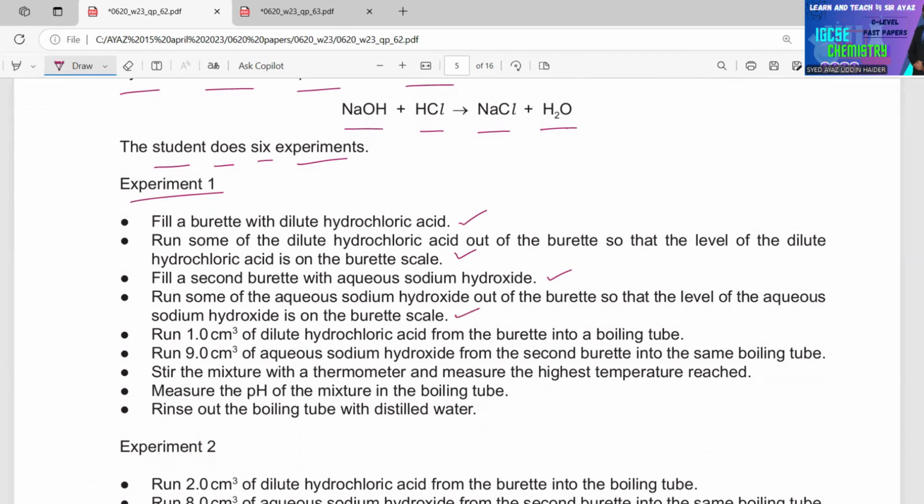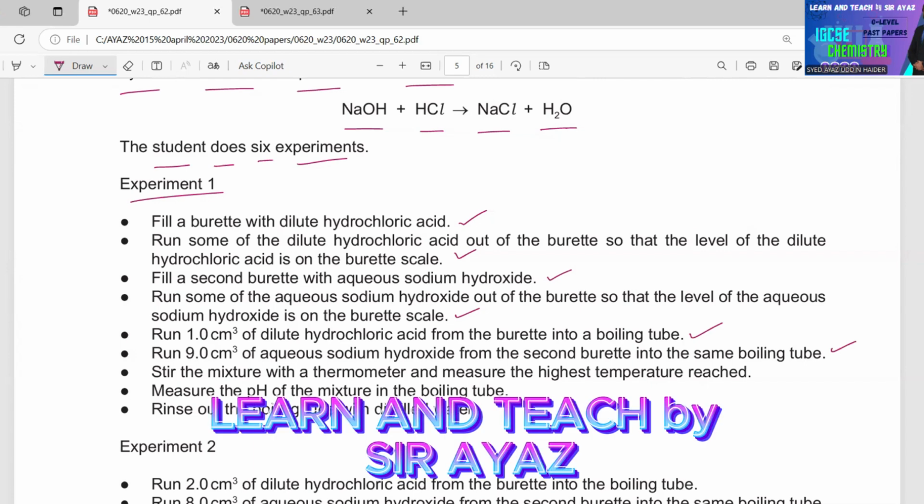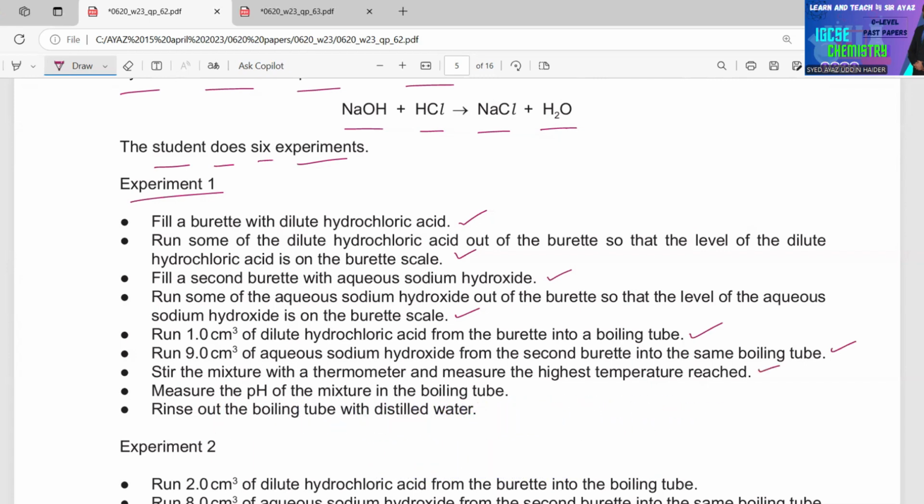Run 1 centimeter cube of dilute hydrochloric acid from the burette into a boiling tube. Run 9 centimeter cube of aqueous sodium hydroxide from the second burette into the same boiling tube. Stir the mixture with the thermometer and measure the highest temperature reached. Measure the pH of the mixture in the boiling tube. Rinse out the boiling tube with distilled water.